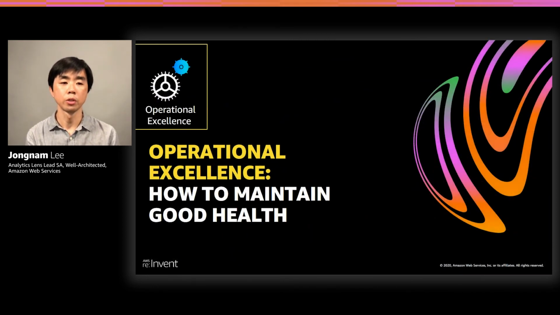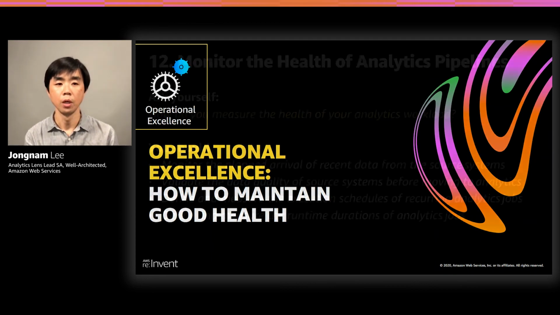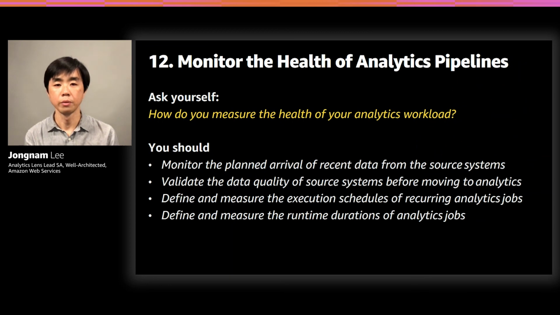The final pillar is operational excellence. How can you maintain operational good health? Please monitor the health of the analytics pipelines so that you can monitor the planned arrival of the recent data from the source systems, and validate the data quality of the source system before moving to the analytics. Then monitor and measure the execution schedules of the recurring analytics jobs. Probably you need to monitor that daily ETL jobs arrive before 7 a.m., as an example. And then define and measure the runtime durations of the analytics jobs.